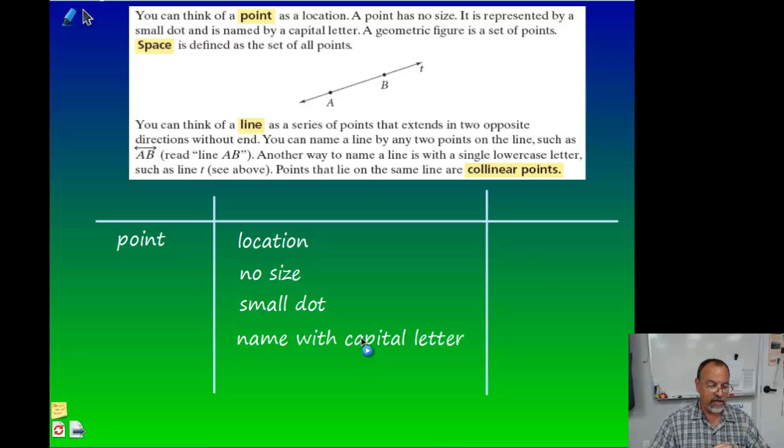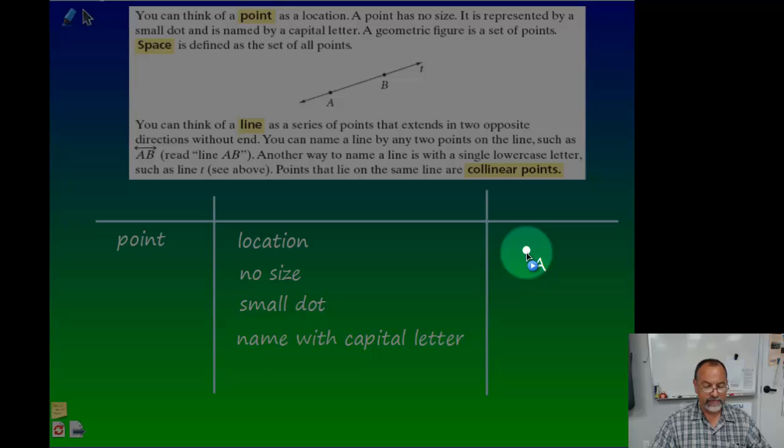So the first thing you're going to learn how to name is a point. So a point has these 4 things, these 4 characteristics. Here's a point. It has no size. It's just representing a location. I could have drawn a smaller point. I could have drawn a bigger point.